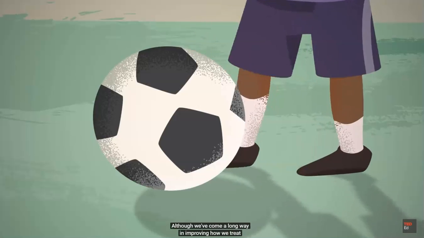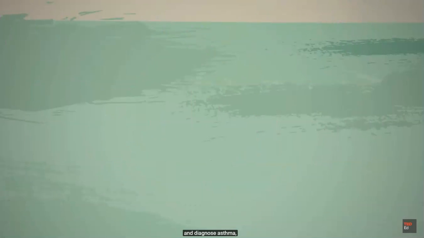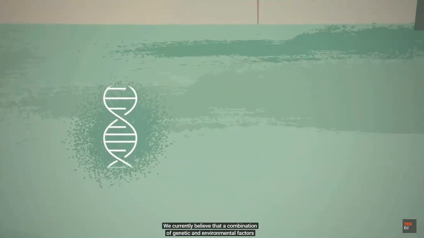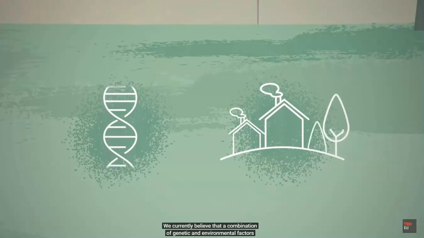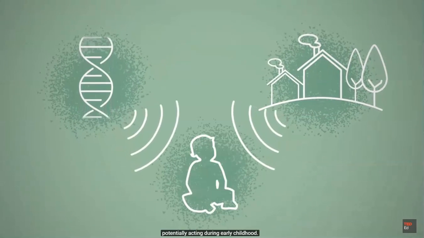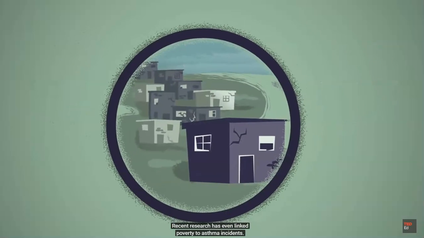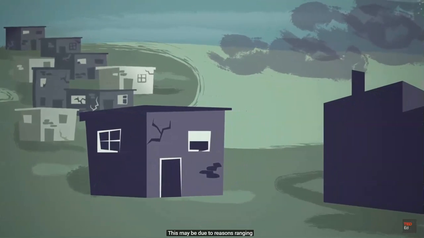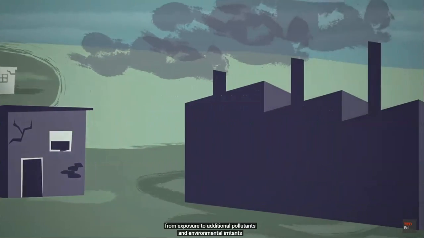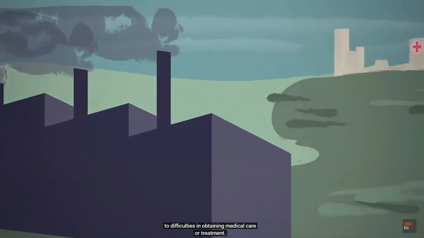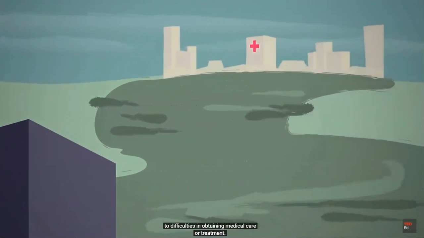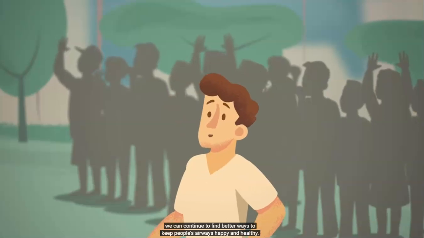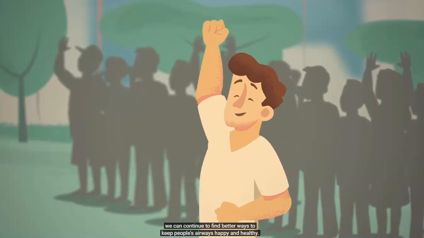Although we've come a long way in improving how we treat and diagnose asthma, we still don't know its exact causes. We currently believe that a combination of genetic and environmental factors play a role, potentially acting during early childhood. Recent research has even linked poverty to asthma incidence. This may be due to reasons ranging from exposure to additional pollutants and environmental irritants to difficulties in obtaining medical care or treatment. As our understanding of asthma improves, we can continue to find better ways to keep people's airways happy and healthy.